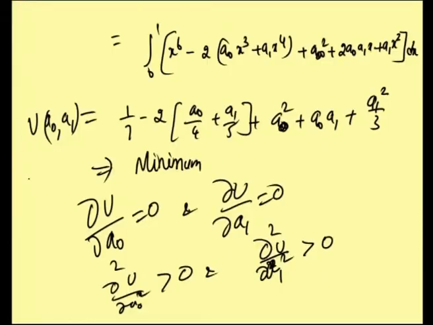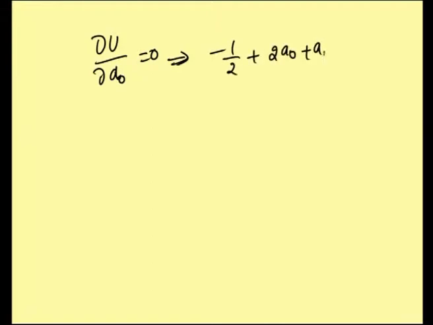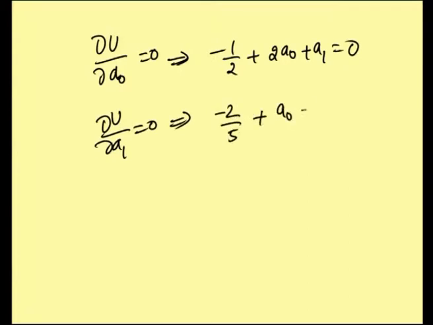to be differentiated partially with respect to a0 first and equated to 0, and then it is going to be differentiated with respect to a1 and then it will be equated to 0, and find out the a0 and a1 values. So, ∂u/∂a0 equal to 0 implies minus 1 by 2 plus 2 a0 plus a1 is equal to 0, and ∂u/∂a1 equal to 0 gives you minus 2 by 5 plus a0 plus 2 by 3 a1 is equal to 0.